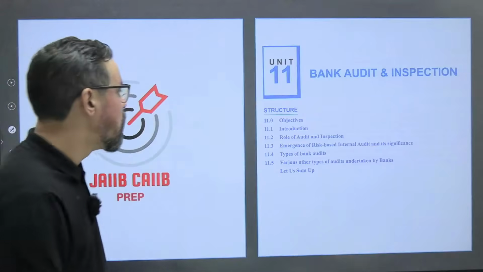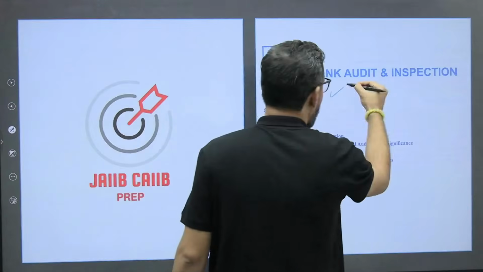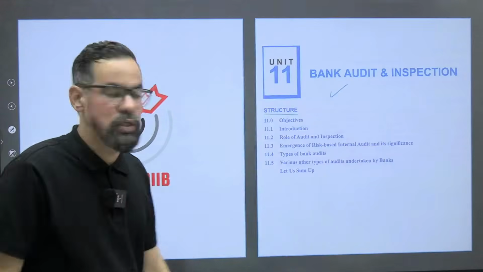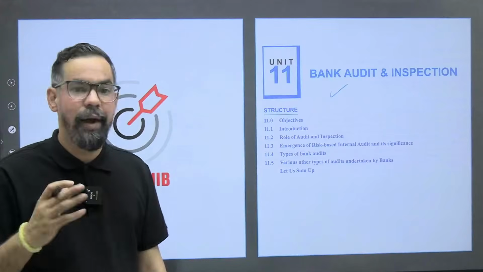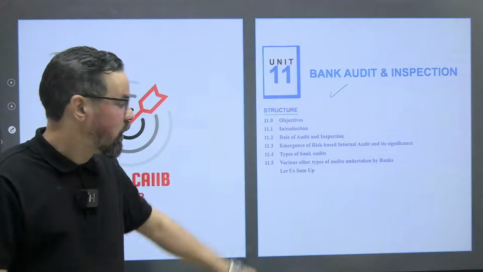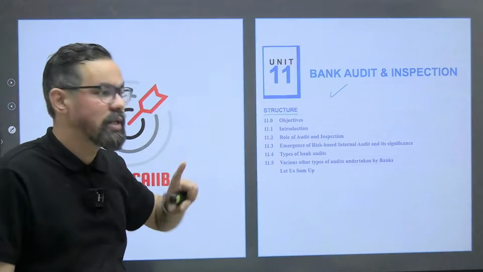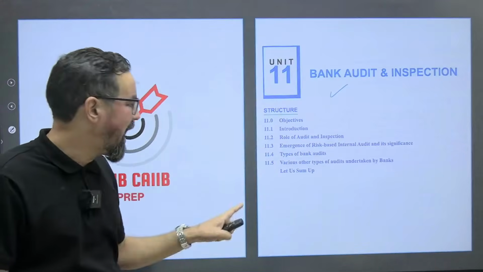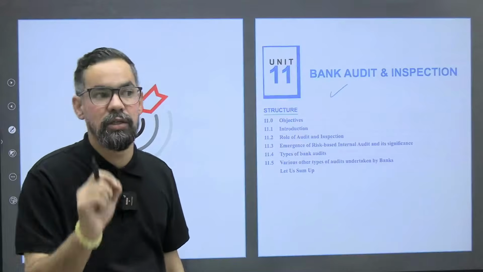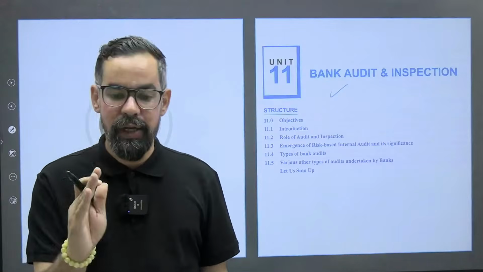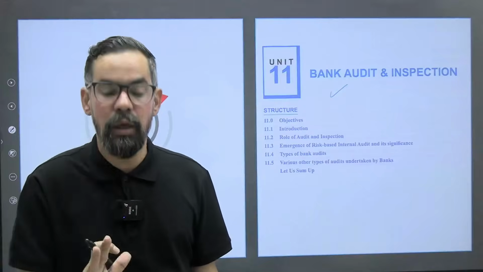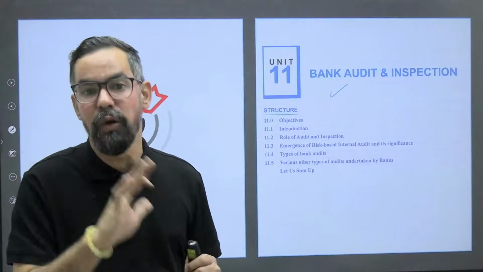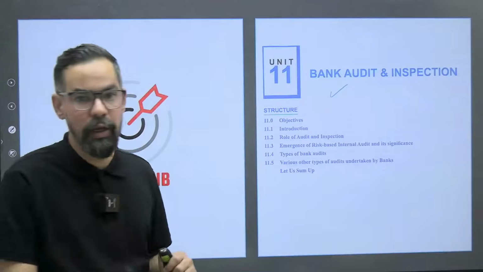The final unit is bank audit and inspections. When it comes to bank audit and inspections, again 2 marks, sometimes 2 to 3 marks questions, especially on the types of audits and some important sections like section 29, section 30, section 30 subsection 1, subsection B, section 35, all these sections from the BR Act 1949, right?